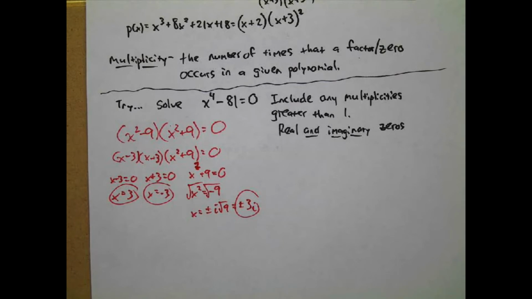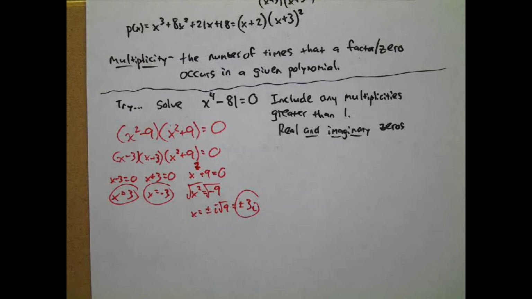So, there are your answers up there on the board. Okay. How many zeros are there? Yeah, there's actually 4, right? Because that plus or minus counts as 2 different ones, a positive 3i and negative 3i. So there are 4 zeros here.